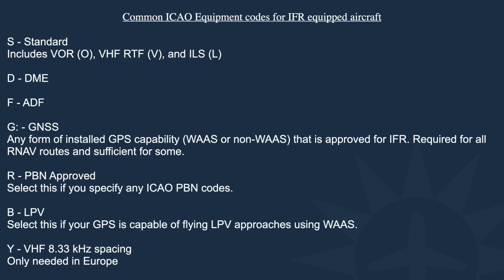It's not going to hurt anything to have that code in your equipment string here in the United States. But if you don't need it, it's just one less thing to put in there. But that's what it's for. It's for the 8.33 radio spacing, because the radio frequencies over there are so congested, they just need some extra space. So that's what that is for.